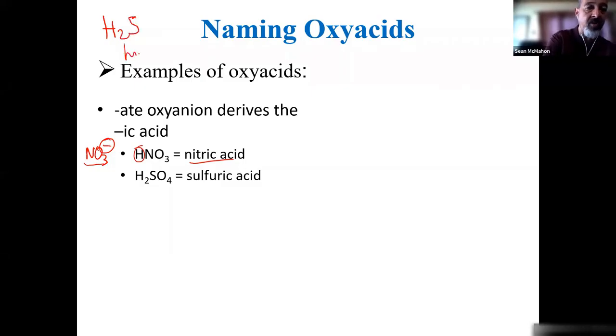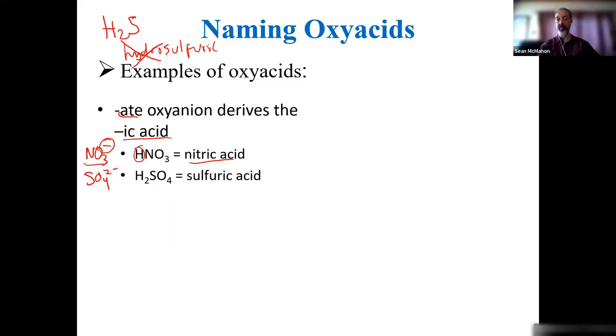This is hydrosulfuric. It has the prefix hydro because it's binary. This is not binary. There's an oxygen. It's an oxyacid, so there is no hydro prefix. It's sulfuric acid. So why? The ate ion derives the ic acid. What do I mean?